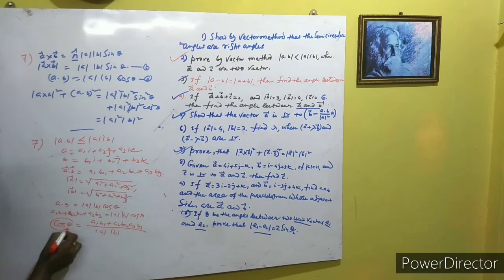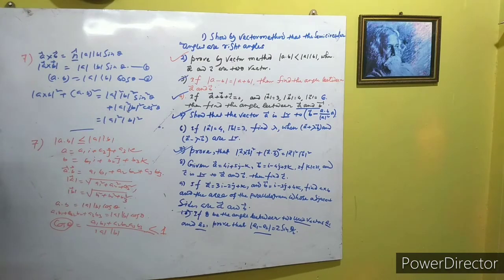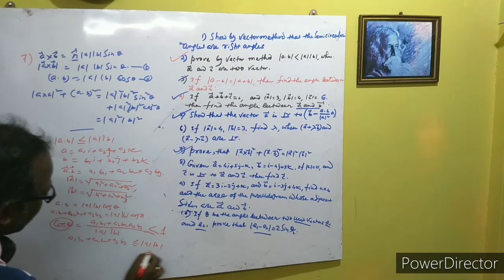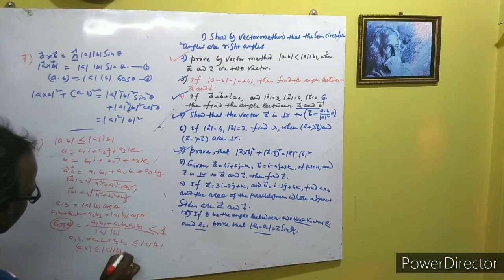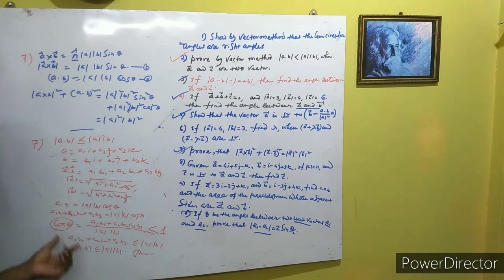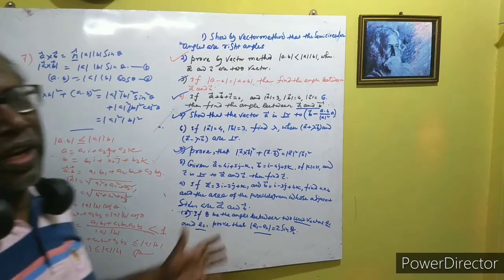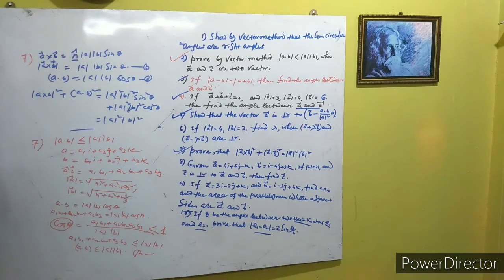So you know the value of cos theta is at most 1. So you can write a1 b1 plus a2 b2 plus a3 b3 is less than or equal to |a||b|. So this is a dot b, less than or equal to |a||b|. Proved. The domain of cos theta is -1 to +1, so the maximum is 1, so less than or equal to 1. So 7 is complete here.